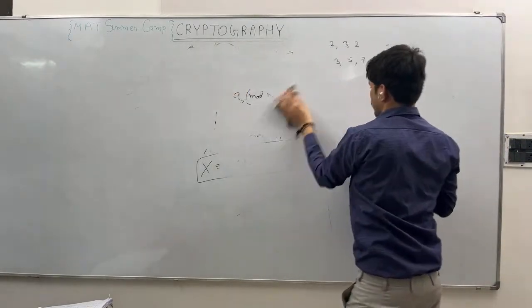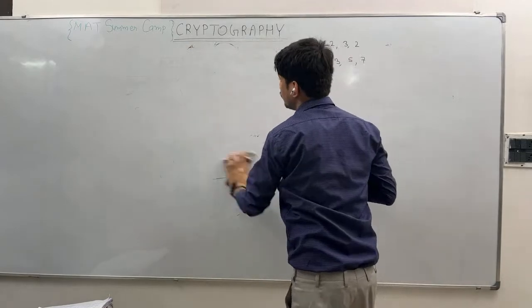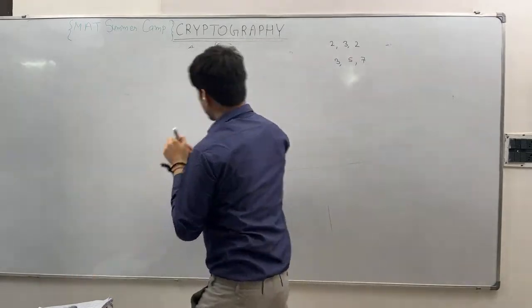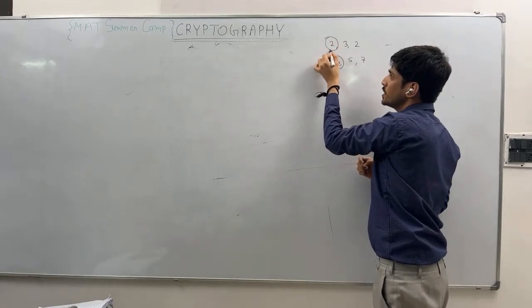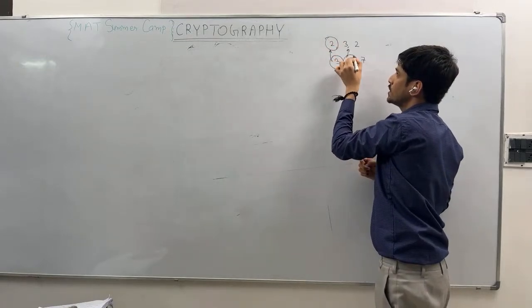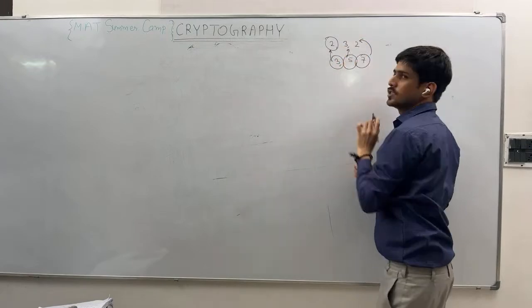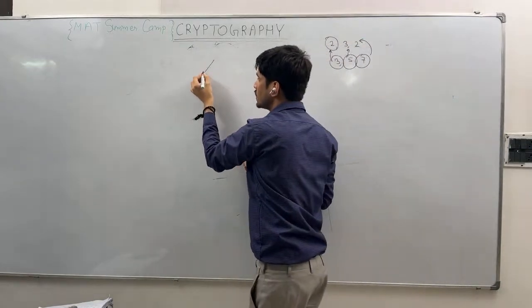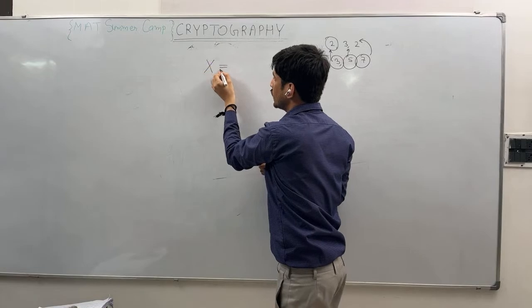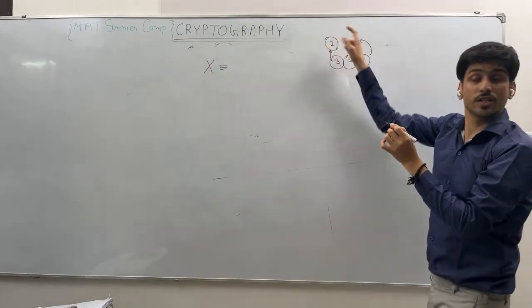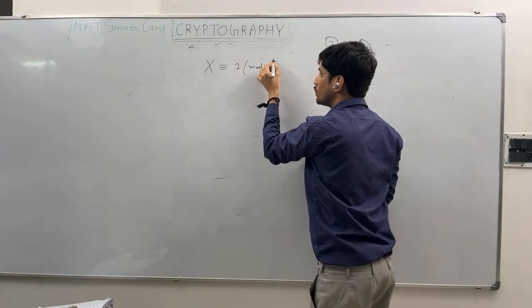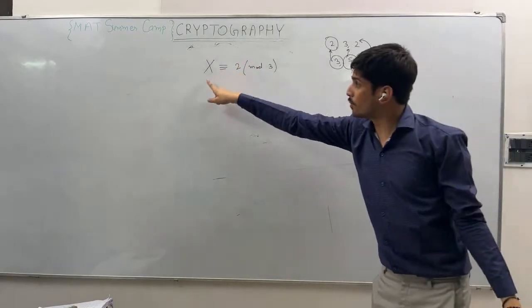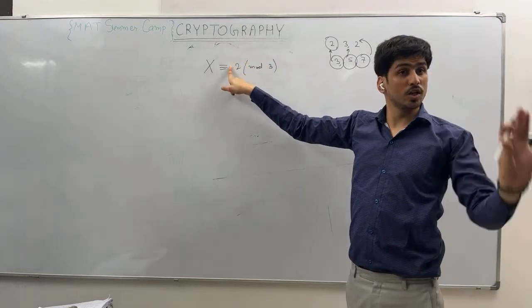So first of all, I'll write the equations. When I'm dividing by 3, the remainder is 2. Dividing by 5, the remainder is 3. Dividing by 7, the remainder is 2. Let's consider that the number is x. Dividing by 3, the remainder is 2, so can I write something like this? x is congruent to 2 mod 3. Clear?